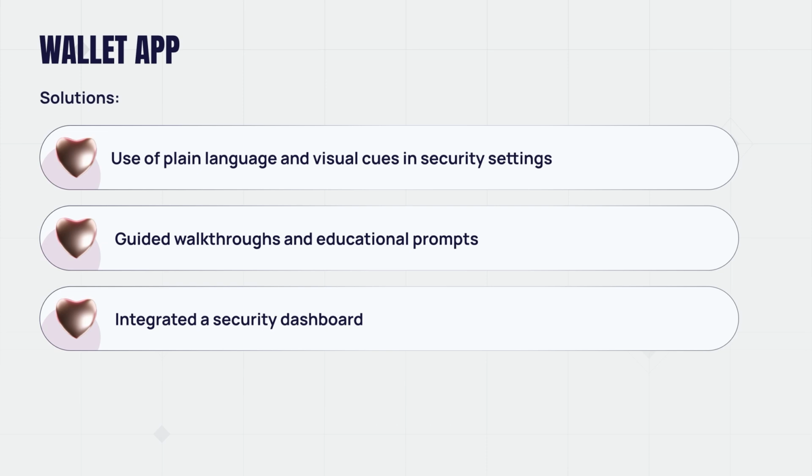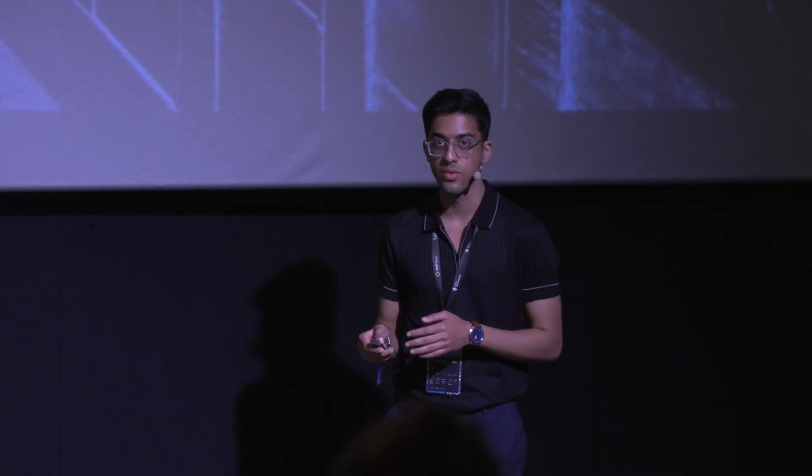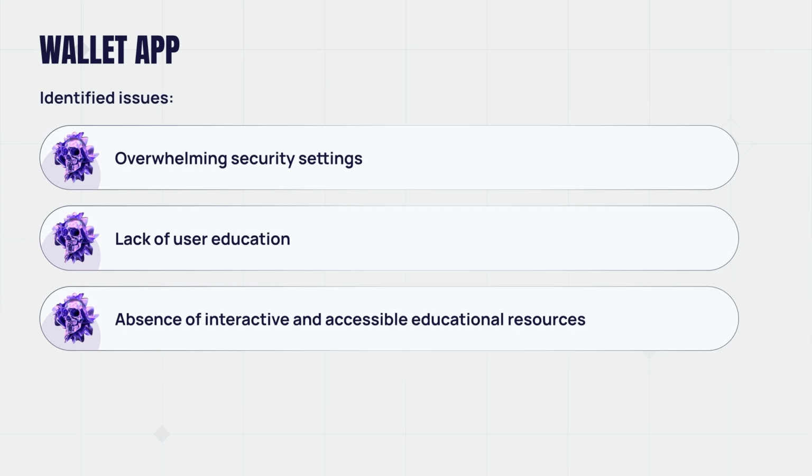Solutions were, again, we used plain language and visual cues in security settings. We did away with all the technical jargon and the big words. We gave them a guided walkthrough with educational prompts throughout the app. And it seemed to do a lot of wonders because now users knew what to really expect from the app and just do well with it.